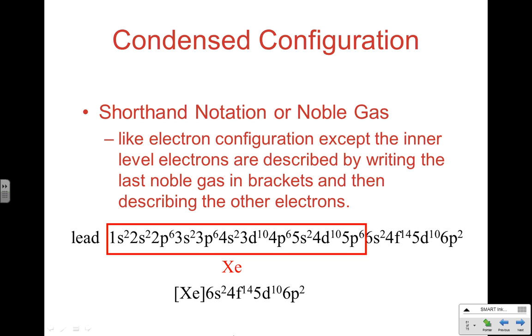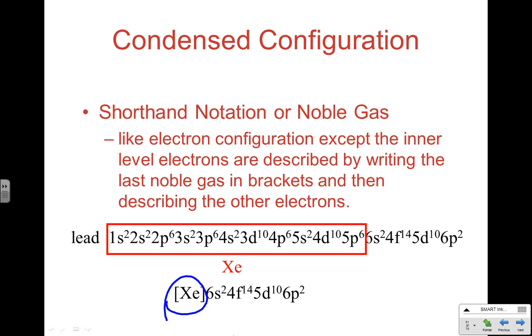So in the case of lead, if you go up and all the way over, the last noble gas we had before lead was xenon. And xenon is 1s2, 2s2, 2p6, 3s2, 3p6, 4s2, 3d10, 4p6, 5s2, 4d10, 5p6. Well, that's a mouthful. It's easier just to say all the electrons in xenon. So we use brackets and the last noble gas to represent those core electrons, and then we just describe the electrons that come after that.